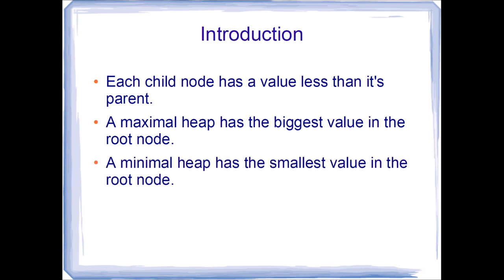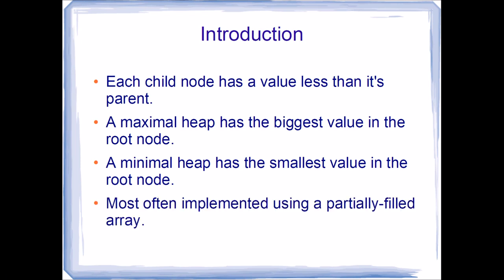Minimal heap is the opposite of a maximal heap. It has the smallest value within the entire data structure, always located within the root node. Okay, well, in this video, we're going to look specifically at a maximal heap, but everything that we talk about is applicable to a minimal heap as well. It's just we'd be sorting the heap from the smallest value to the largest rather than from the largest to the smallest.